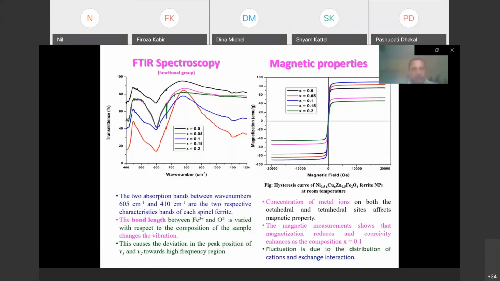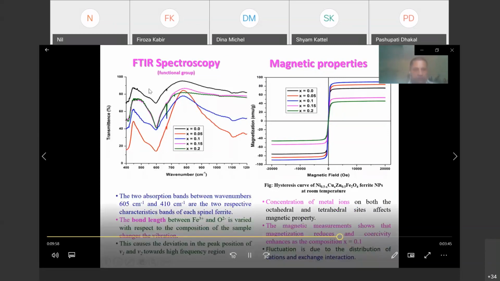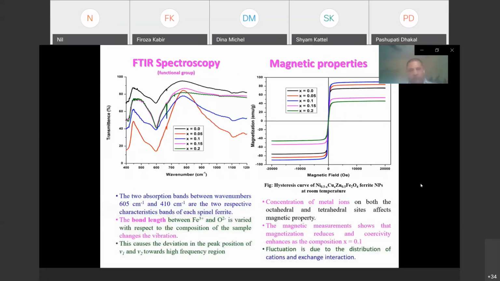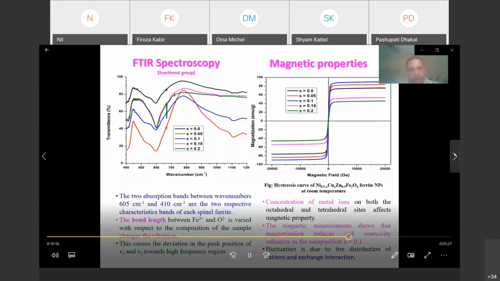About FTIR spectroscopy, this helps to give the functional groups, and the gap between transmission and wave number gives the fingerprint region, almost within 600 to 400 per centimeter. The region within 600 to 400 per centimeter is the region for spinel structure or a ferrite, and there is a little bit of shifting in the value of wave number, and that may be due to the change in bond length, which changes the vibration.